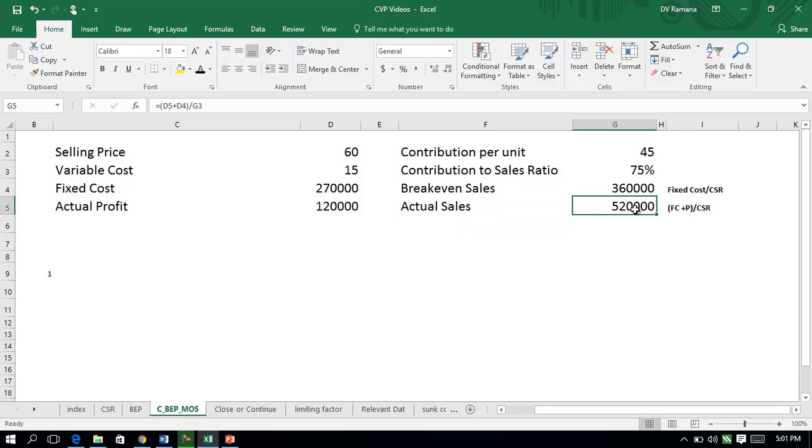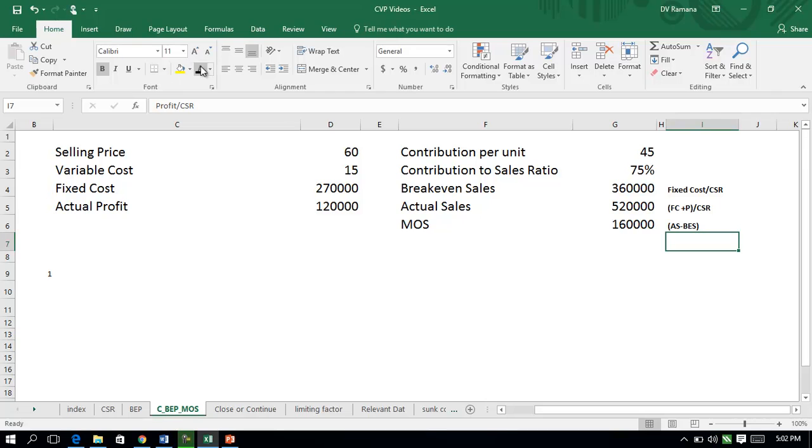So when we make sales of 520,000, we get contribution which is equal to F plus P. Let us find the margin of safety. Margin of safety is actual sales minus the break-even sales. Actual sales is 520 and break-even sales is 360. So actual sales minus the break-even sales, which is MOS, is equal to 160,000.